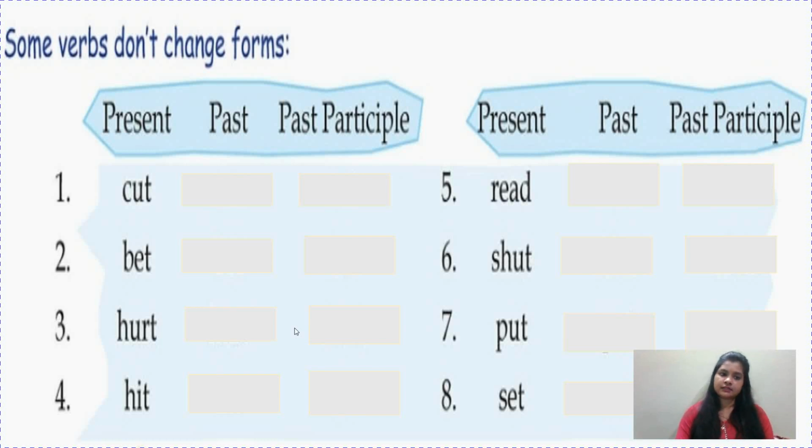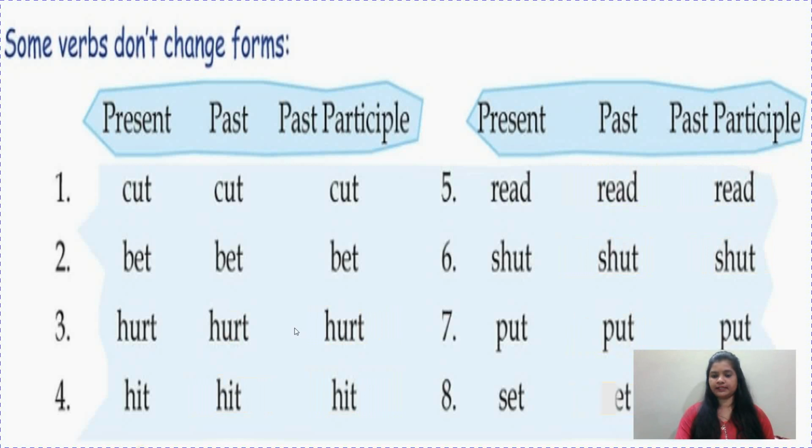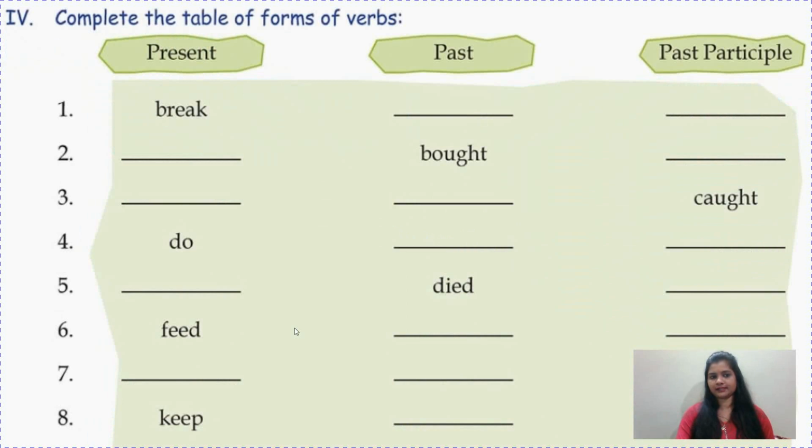Children, let's see here. Some verbs don't change forms. Let's see how. Cut, cut, cut. Bet, bet, bet. Hurt, hurt, hurt. Hit, hit, hit. Read, read, read. Shut, shut, shut. Put, put, put. And set, set, set. Now you have to fill in the blanks here, children. Complete the table of forms of verbs.